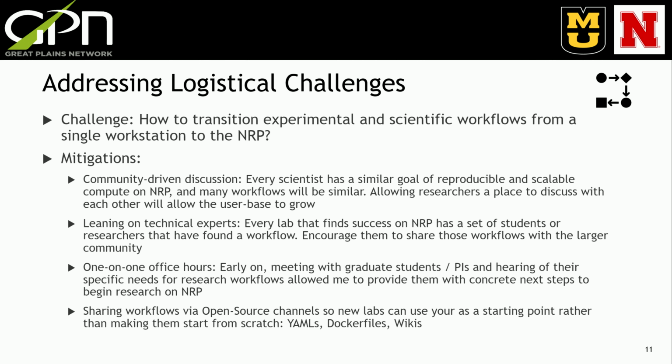Another key thing is leaning on those technical experts. So whether that's the people who came to your trainings, right? We talked about the trainings we did, having those people and leaning on them, and or the people that come out of things like your office hours, if you do those for NRP adoption, can be very helpful, because every lab that gets going on NRP and really succeeds has at least one, if not more than one person who is comfortable with the jobs and the pods and the whole process. And so encouraging that networking between those technical experts and connecting those labs or research groups can also help ease the logistical challenges.